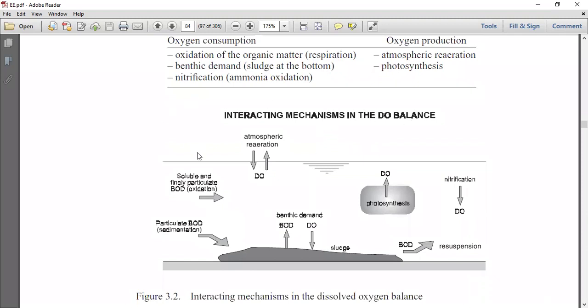Interacting mechanisms in the DO balance. So, the atmospheric reaeration, solubility, and the final particulate BOD.